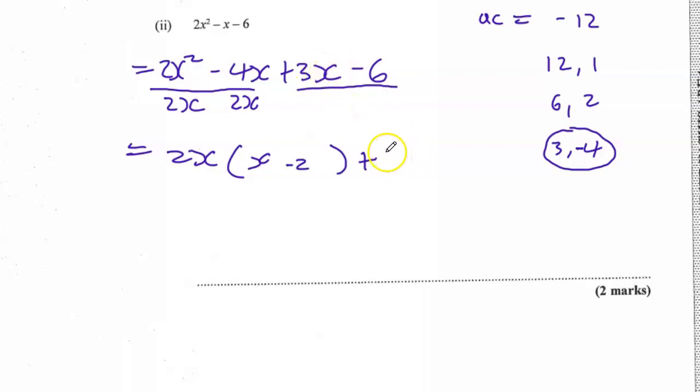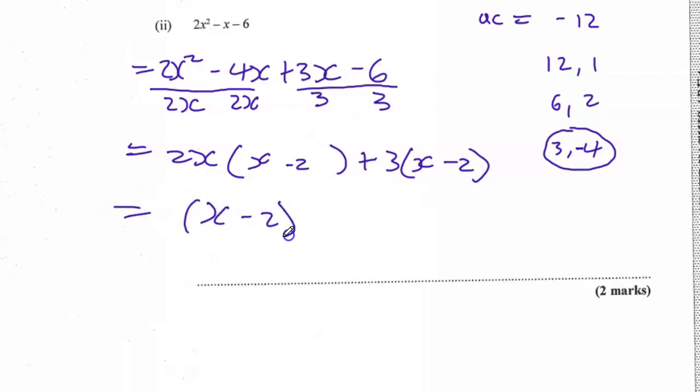The common factor there is 3. So we divide each of these terms by 3. So we end up with x minus 2. So the common factor there is x minus 2. And outside we have 2x plus 3.